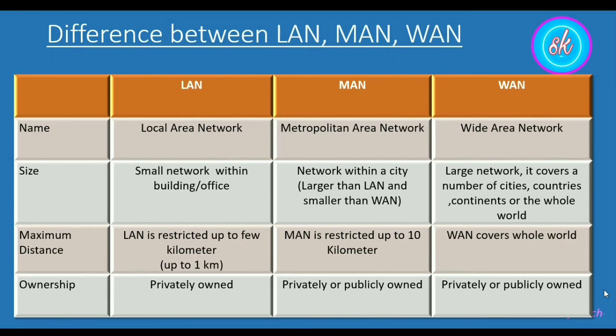We know that in MAN, private local networks are there, that is called LAN, and those LANs are connected to the public city network, that is the telephone network. Because of that, MAN is privately or publicly owned. The third one is WAN. WAN is privately or publicly owned. So this is about the difference between LAN, MAN and WAN.